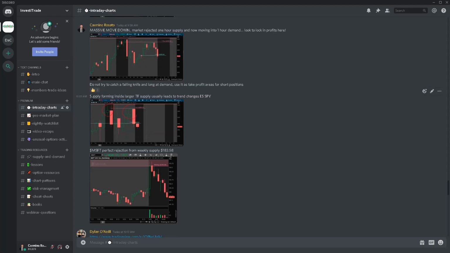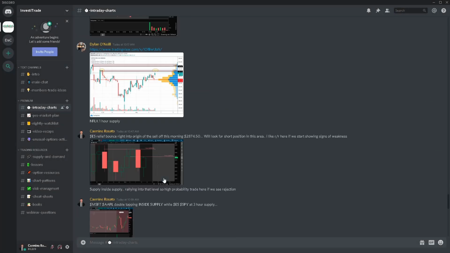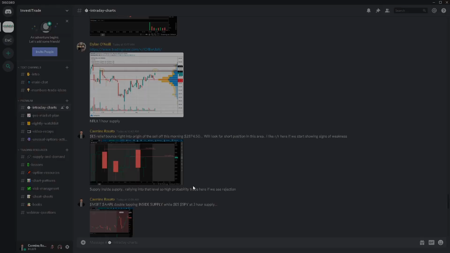So this at 10:07, supply was forming inside larger time frame supply, which usually will lead to a trend change. So we had supply inside supply, which gives us double confirmation. Here is the 3-hour chart.